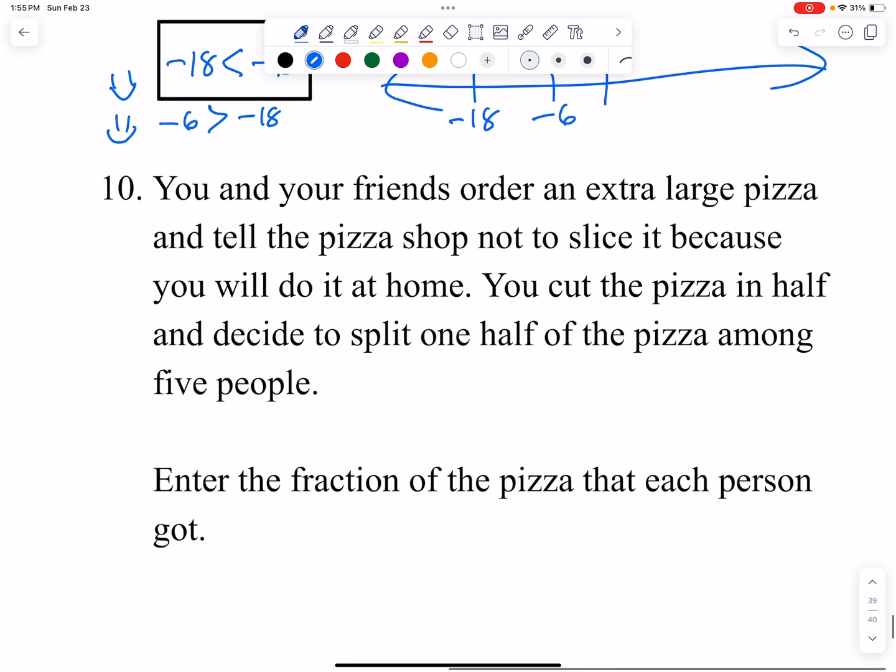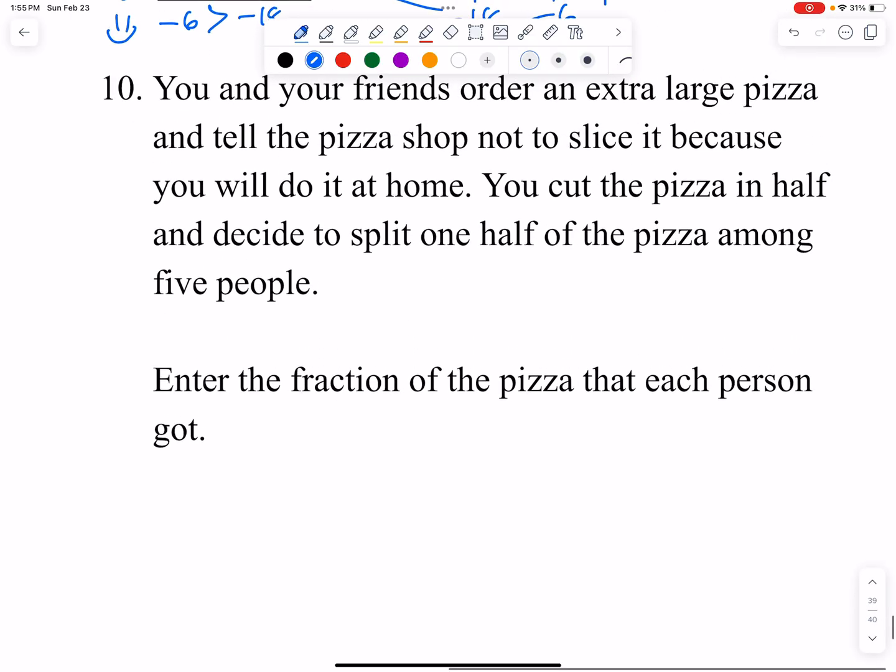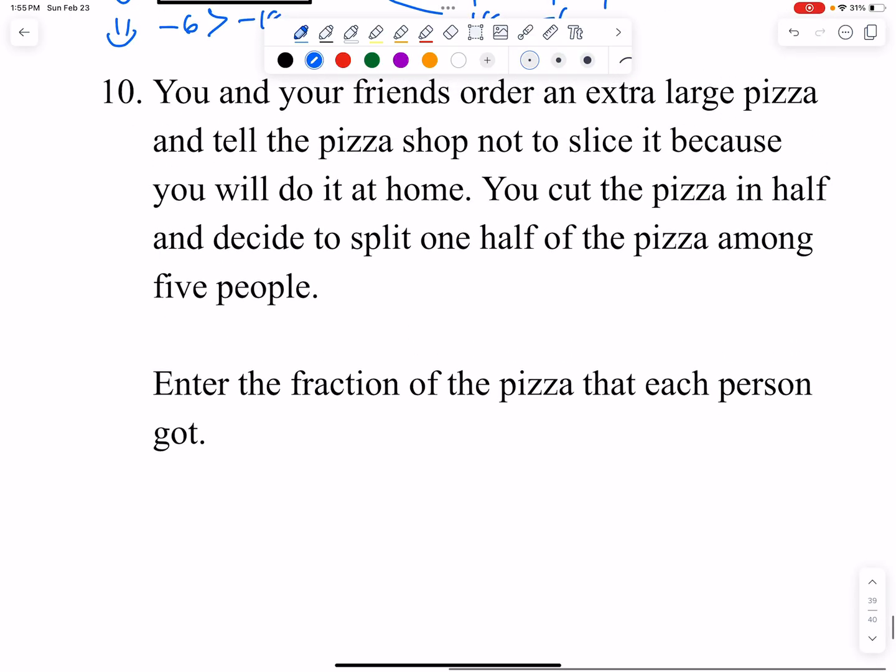You and your friends order an extra large pizza and tell the pizza shop not to slice it because you will do it at home. For some reason, I guess, sure. You cut the pizza in half and decide to split one half of the pizza among 5 people. Enter the fraction of the pizza that each person got.